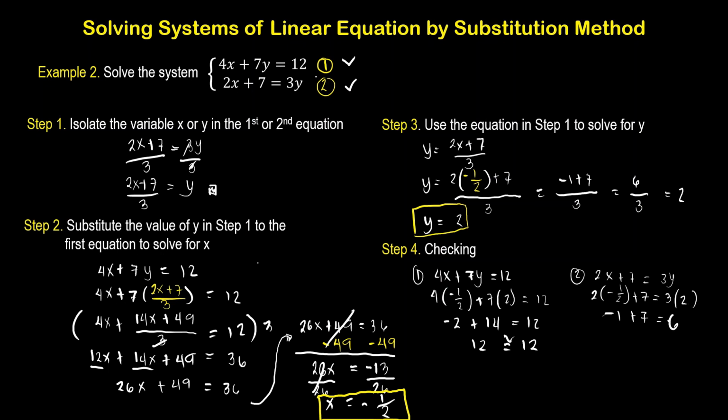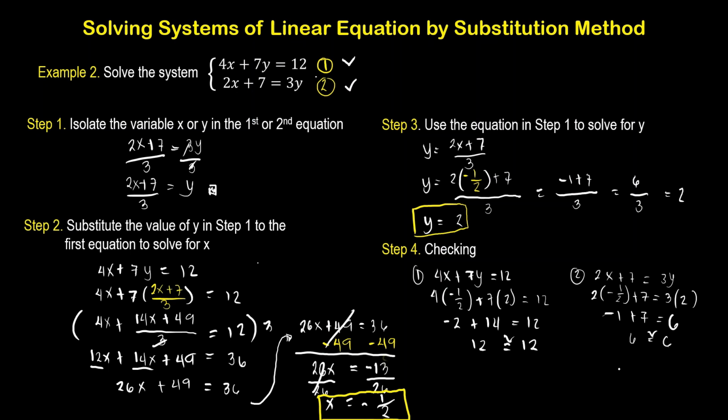So, i-make sure natin na dapat dito sa left side equal to 6 pa rin. So, negative 1 plus 7 is also equal to 6. Okay? So, therefore, this is true. So, it also satisfies the second equation.